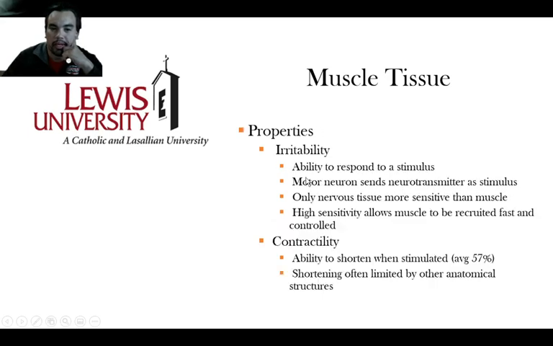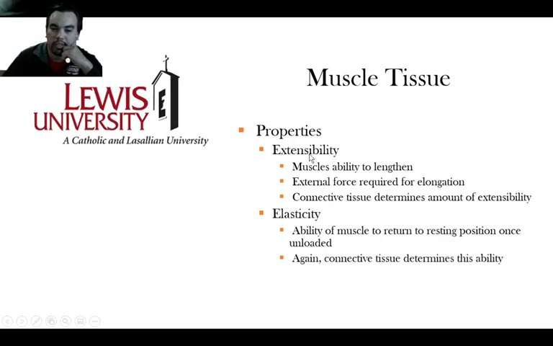A rubber band needs to respond to a stimulus. It needs to be able to stretch and hold that tension fast in a controlled manner. It needs to be able to shorten when it's stimulated, right? So it can shrink a little bit. And then for our purpose, it needs to be extensible. It needs to be able to lengthen. And then when we remove that load, it needs to be elastic and be able to shorten and go back to its original resting position. Okay? Again, the connective tissue really plays a factor in this ability.